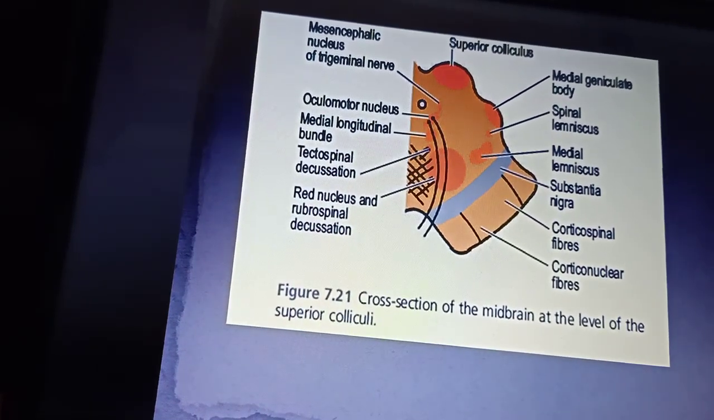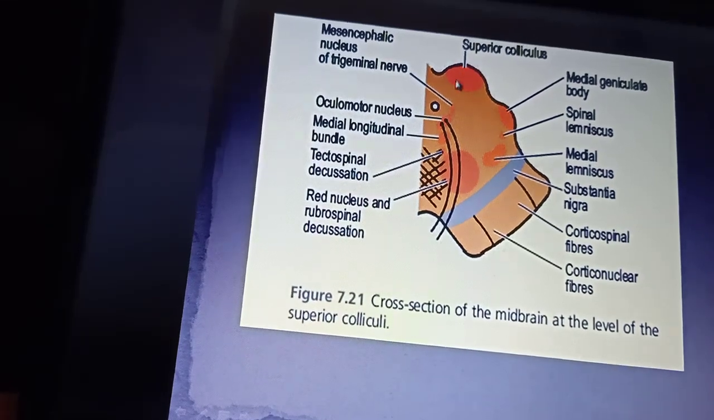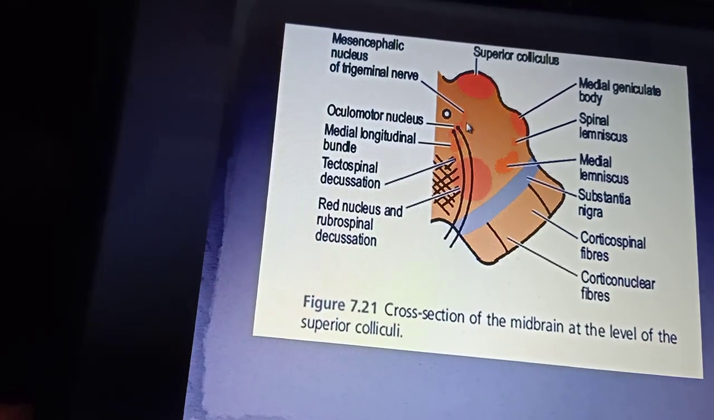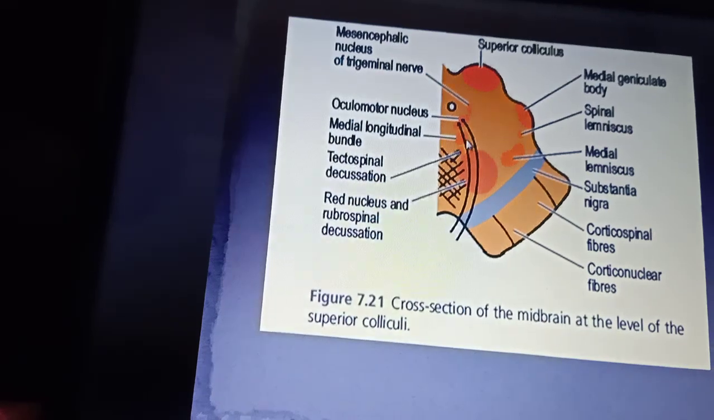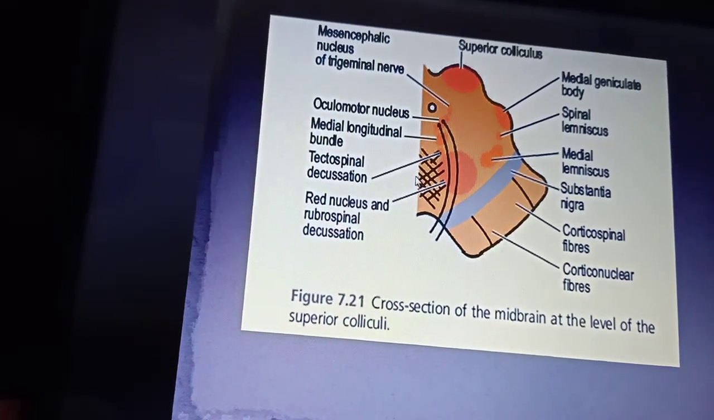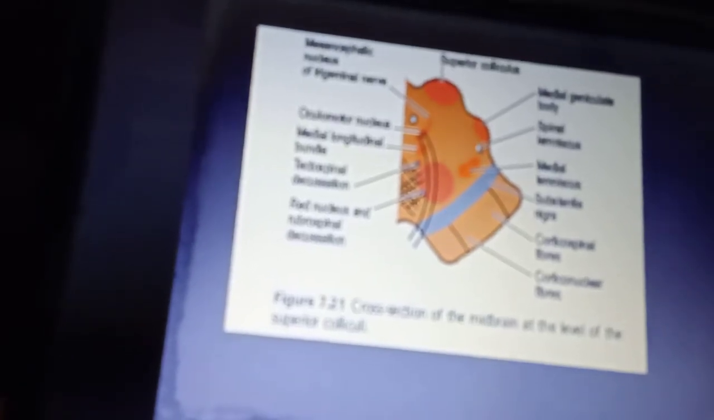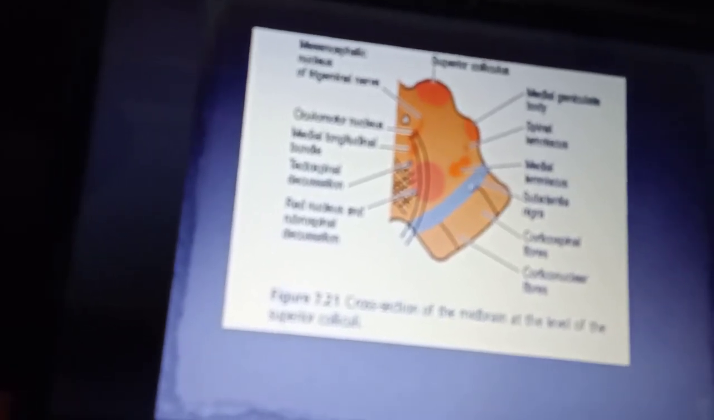In this diagram, this is the cross section at the level of the superior colliculus. You see here the superior colliculus, here the aqueduct of Sylvius, here the nucleus of the trigeminal nerve, and here the oculomotor nucleus. Ventral to the oculomotor is the medial longitudinal bundle. Here is the red nucleus and decussation of the fibers. It is the tectospinal decussation. Here is the medial lemniscus, here the spinal lemniscus, and this is the medial geniculate body. And this is the substantia nigra, this is the crus cerebri. This is the third cranial nerve.